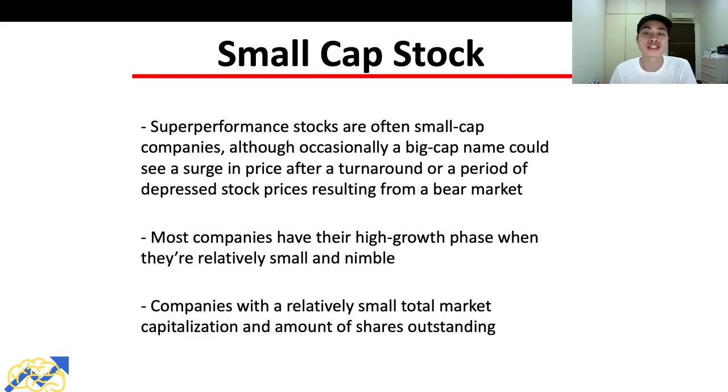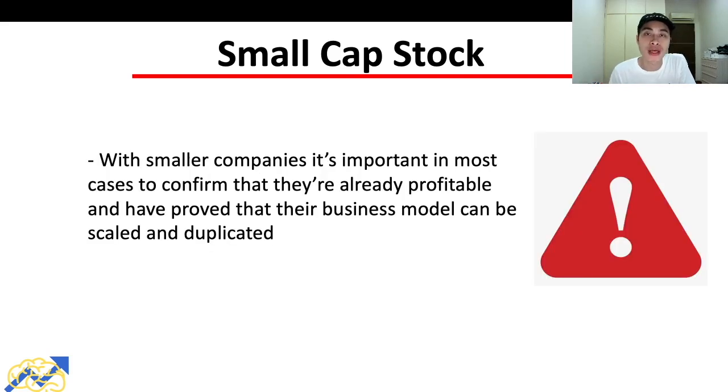And super performance stocks are often small cap companies. Although occasionally a big cap name could see a surge in price after a turnaround or a period of depressed stock prices resulting from a bear market. But most companies have their high growth phase when they are relatively small and nimble. So these super performance stocks tend to be companies with a relatively small total market capitalization and small amount of shares outstanding. But a note of caution for small cap stocks is this.